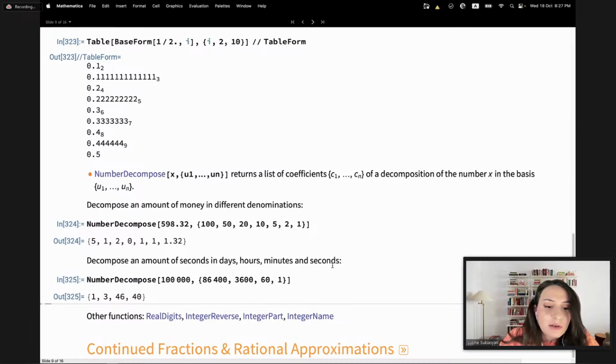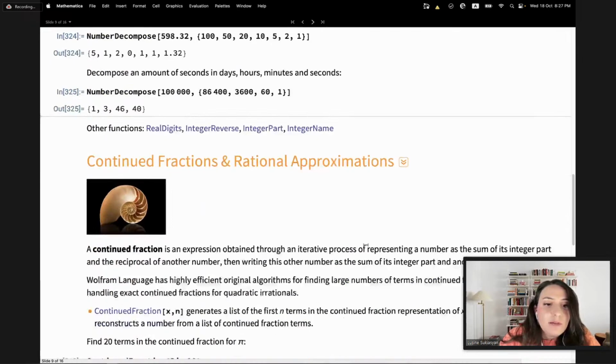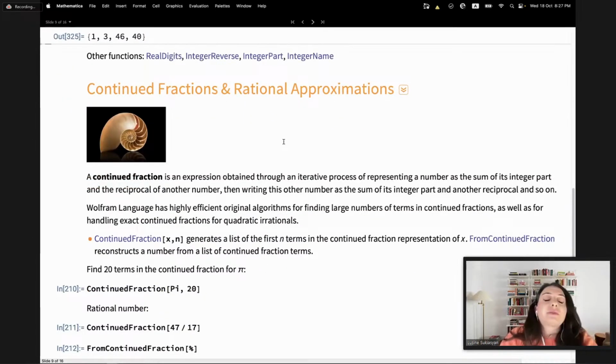Other functions are RealDigits, IntegerReverse, IntegerPart, IntegerName. So the next group here is about continued fractions and rational approximations. A continued fraction, what is it? It is an expression obtained through an iterative process of representing a number as the sum of its integer part and the reciprocal of another number, then writing this other number as the sum of its integer part and another reciprocal, and so on. And Wolfram Language has highly efficient algorithms for finding a large number of terms in continued fractions, as well as for handling exact continued fractions for quadratic irrationals.